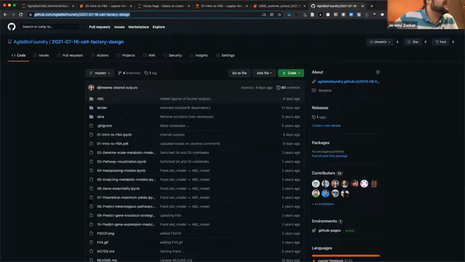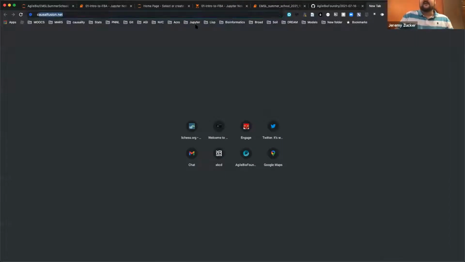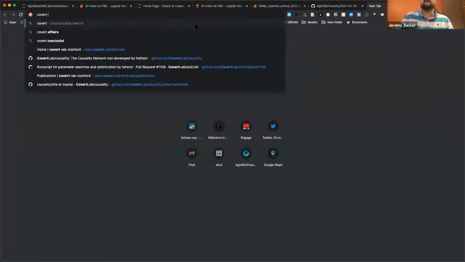Oh, what's the name or DOI of the 2019 E. coli whole cell model? It's actually a little hard to find. That's a good question. Covert. I can work on that.